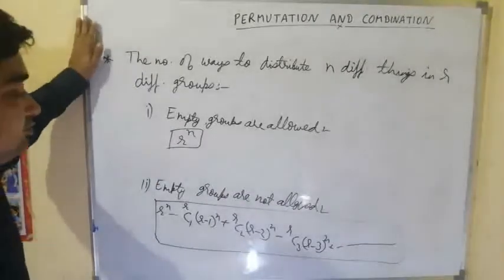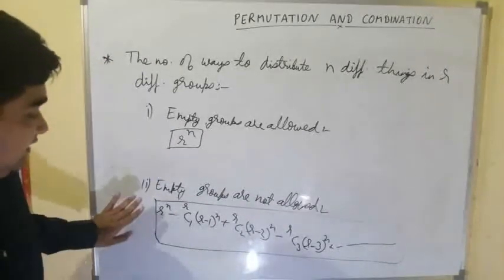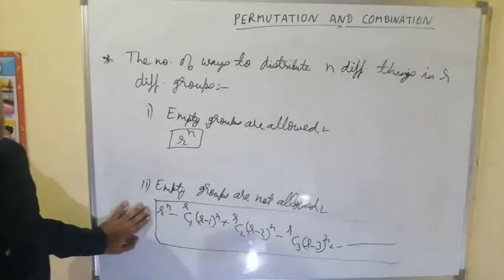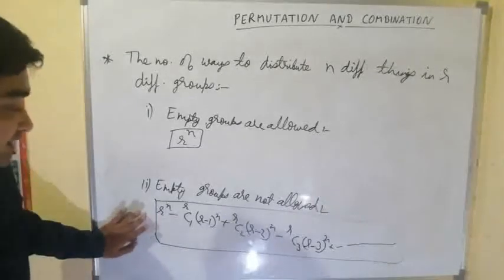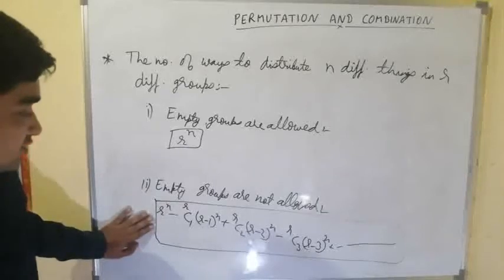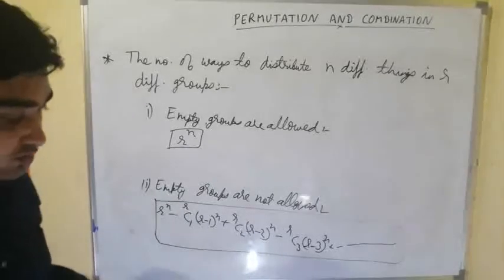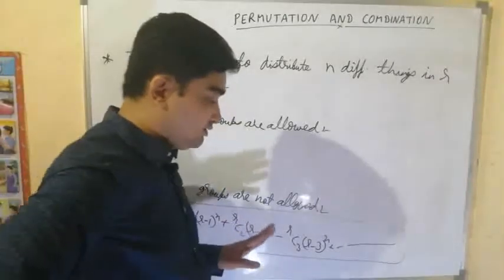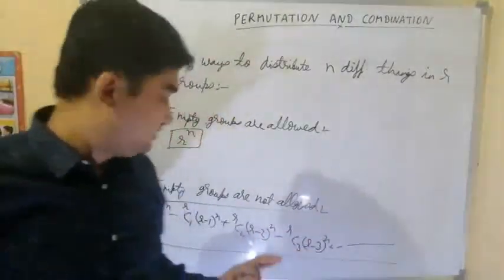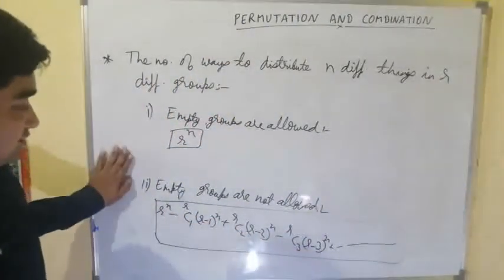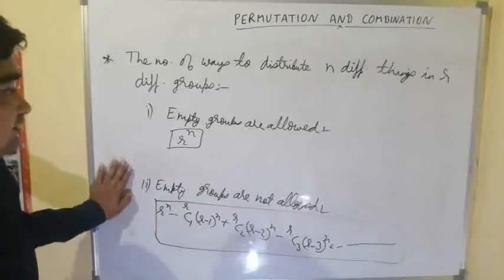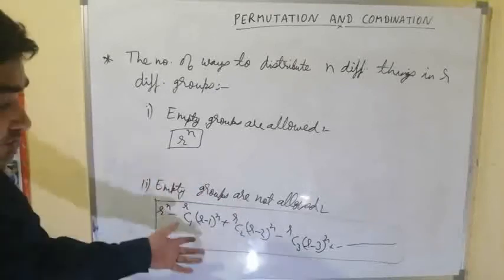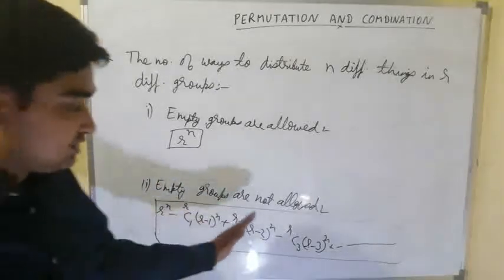So this is a very, very important concept, and it is very useful also. Directly you will get an answer based on this concept. You will get many problems based on this concept, and there are different ways in different books. It will be solved in different ways, but this is the sure shot method in which we can find the number of ways to distribute n things in r different groups where empty groups are not allowed. Do alternate plus minus plus minus.